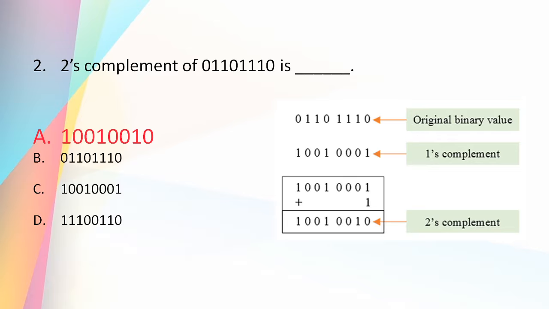1's complement, that is simply by inverting each bit, that is zeros into ones and ones into zeros, then finally add a 1 to that 1's complement and you will get the 2's complement of the given binary number.